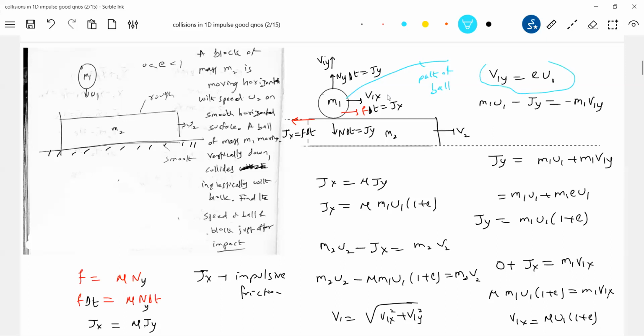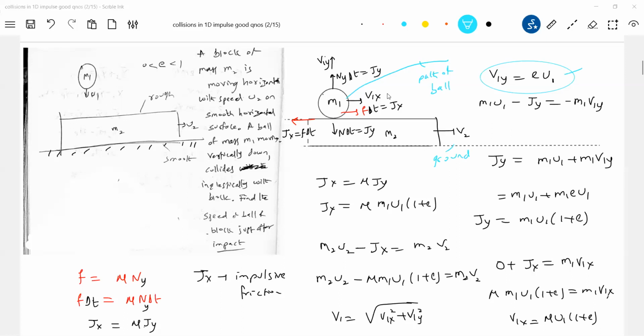There's a formula. What is there in this one? V1y equal to EU1. Nothing to do. Along the y-axis, the block M2 will not move. The block is on the ground, so then this equation is very much valid. There's no motion of the block along the y-axis. Only the ball will have motion along the y-axis.